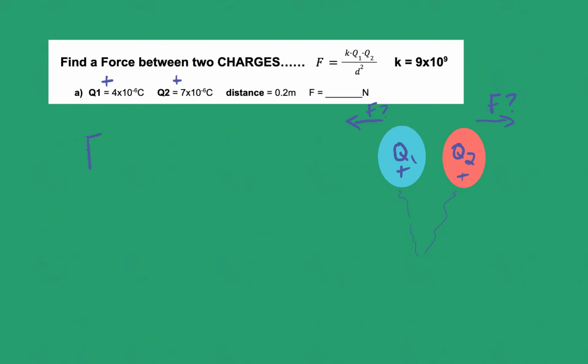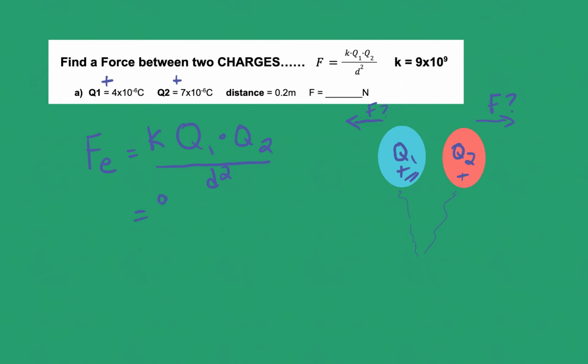The force, or the electric force, is equal to K, which is a constant, times Q1, the charge of the first balloon, times the charge of the second balloon in this picture, divided by the distance between them. That has to be squared. So fundamentally, we're just multiplying three numbers on the top and dividing by a fourth number squared. But as we know, there are some challenges.